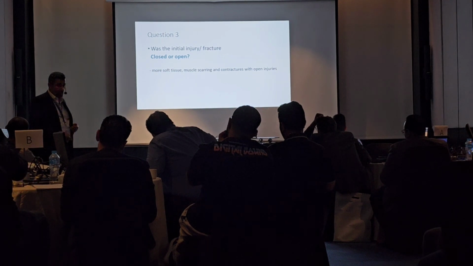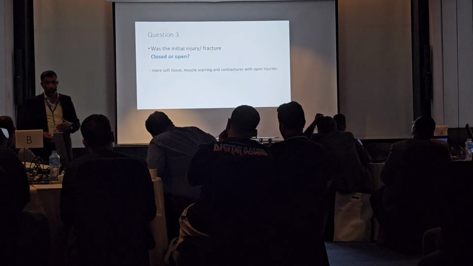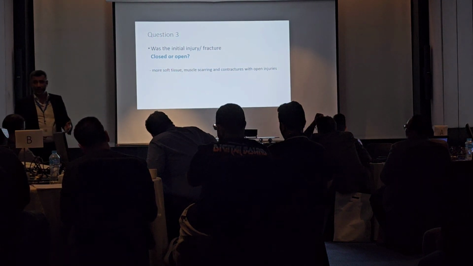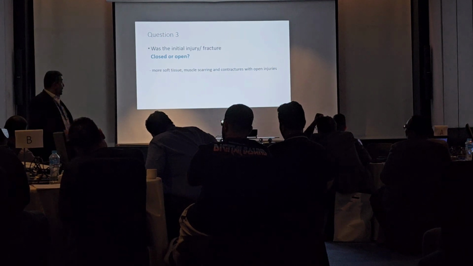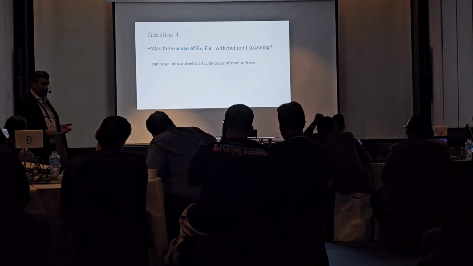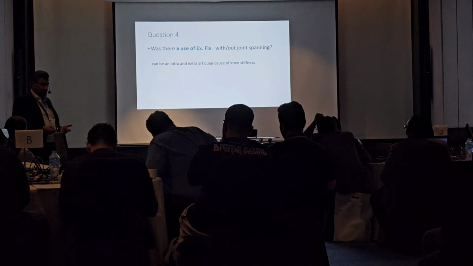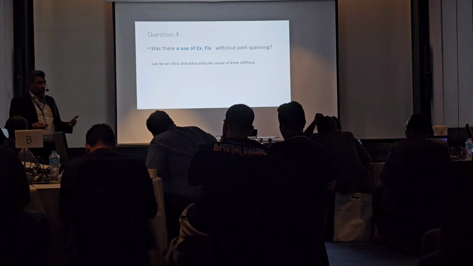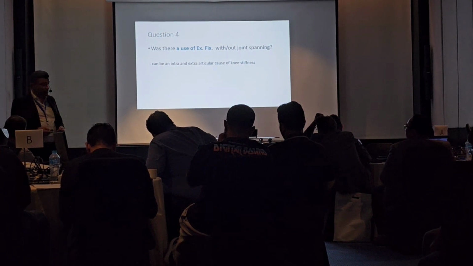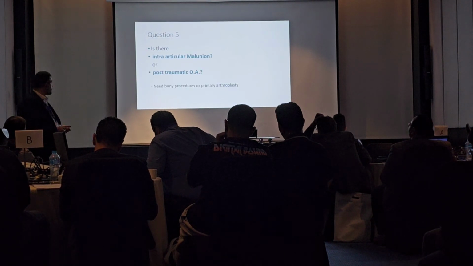And the other question: was the previous injury closed or open? Because we know with open injuries, we have excessive scarring and fibrosis and so on. The other question: was there use of an external fixator, either spanning the joint or not spanning the joint? Because we know the Schanz screws limit gliding of the muscle and can cause contracture of the muscle and adhesion. And those spanning the joint for a long time, which I think should be avoided, can lead to a very bad type of knee stiffness.